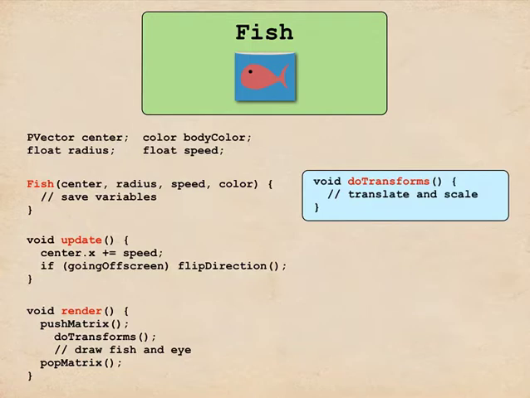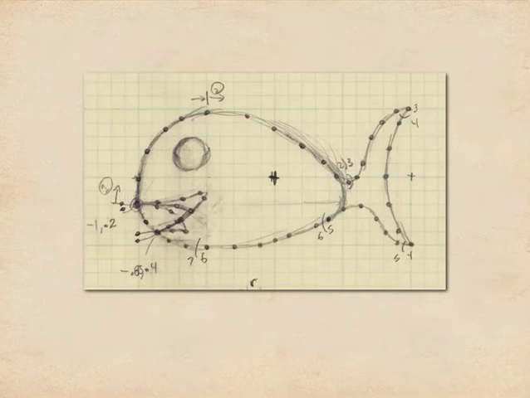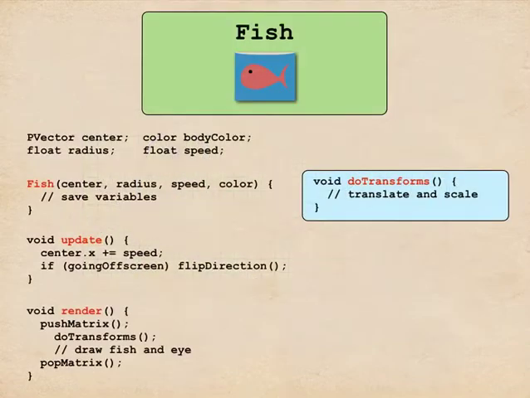Do transforms is responsible for translating and scaling the coordinate system. I also check here to see which direction the fish is heading. My default fish is pointed to the left. So if this particular fish has a positive value of speed, then it should be pointing to the right. So I include a call to scale the x-axis by -1. This mirror flips the fish left to right, so it's pointed to the right.